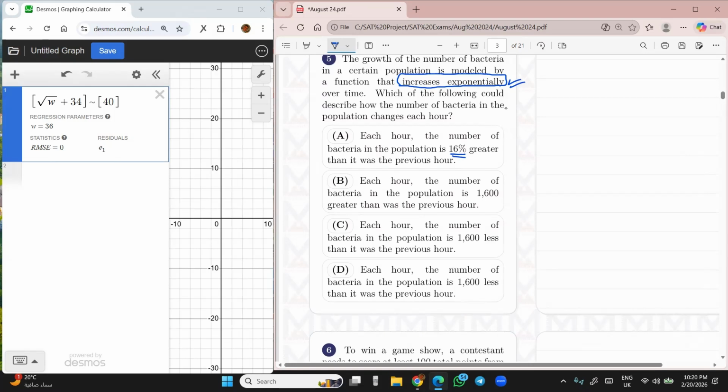So 16% greater means this is increasing, 16% more than the previous hour, that's our answer. Each hour, the number of bacteria in the population is 16% greater, which means 1 plus 16%, which means increasing by 16%. And exponentially, because this is a percentage of the previous. That's always exponential. Why not B? Because B is just a number, not a percentage. Also the same as C and D. And here less means this is decreasing. So now we are choosing letter A.